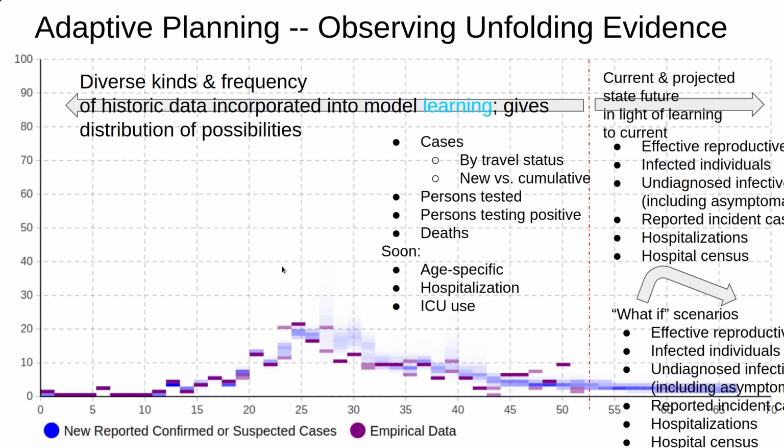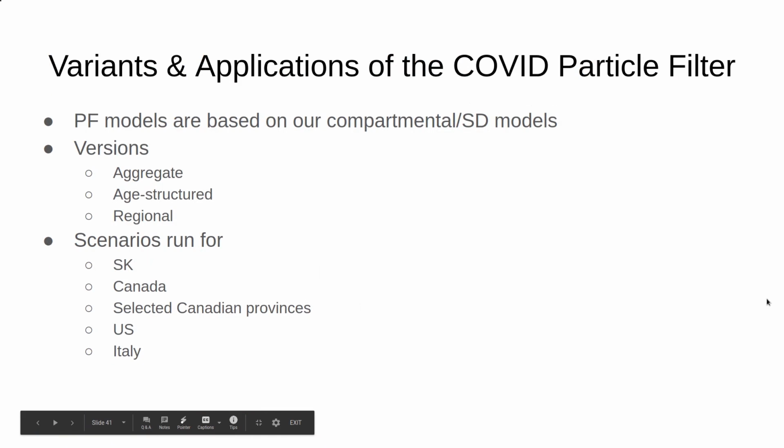How does this model do this? Well, it learns over time, ladies and gentlemen. It learns from observations about factors such as the number of cases, broken down by travel status, the number of persons tested, number of persons testing positive, deaths. So this is a totality of evidence. And right now we're just getting access to age-specific and regional-specific data, and we'll soon be tapping hospitalization data and ICU use. It puts all of that data together into a consistent picture of what's likely going on right now and what to anticipate going forward.